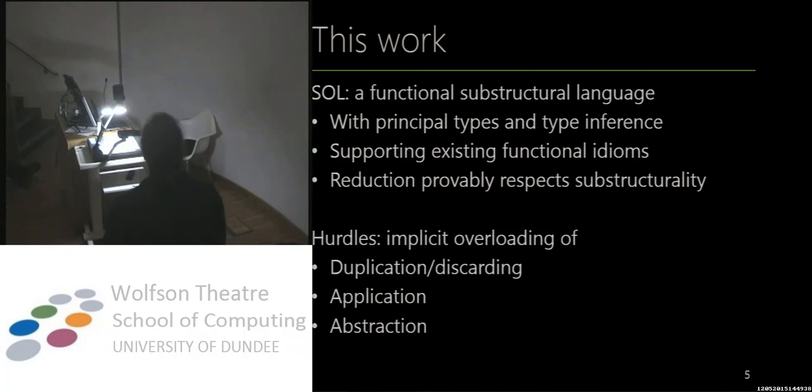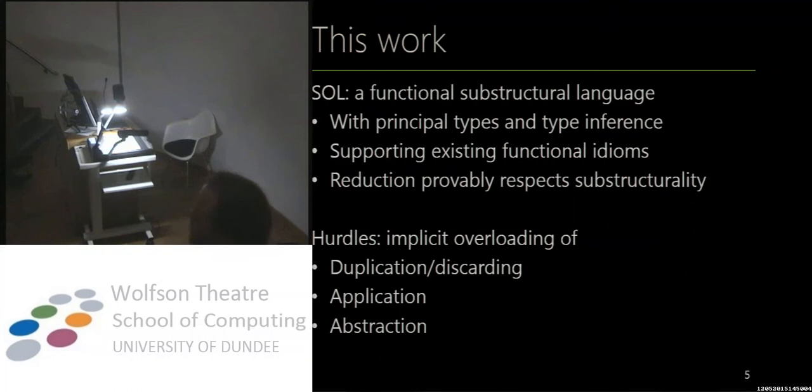There are three hurdles in making this work, and if you look at how they break existing approaches, they all come down to implicit overloading. The first, and the obvious one that people have in fact looked at before, is that you really like to be able to implicitly duplicate and discard things of unlimited type without manually writing "now duplicate this thing." The thing people have tended to ignore is that there's also an implicit overloading of application and abstraction. I'll be talking about those shortly.